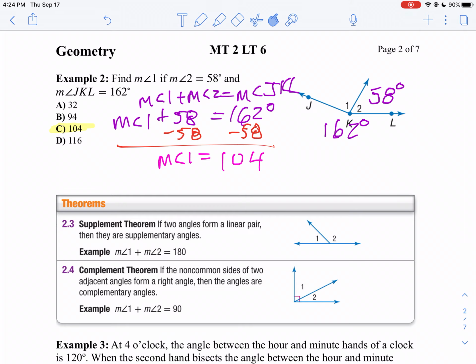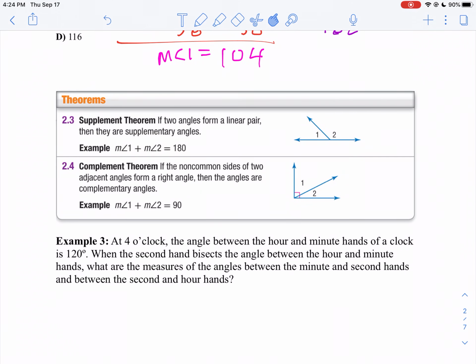Here we have something we did in the last chapter, but now we're going to look at 2 theorems. It says the supplement theorem, and it says, if 2 angles form a linear pair, then they're supplementary. So in other words, you have 2 angles that are next to each other, and they make a straight line. We know those 2 angles by definition are supplementary. And if you're doing that in the proof, the reason is going to be supplement theorem.